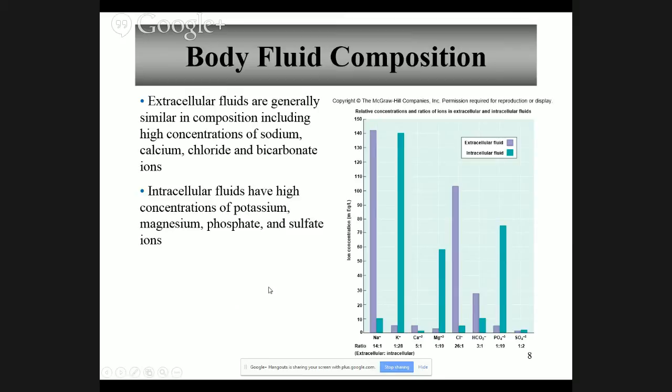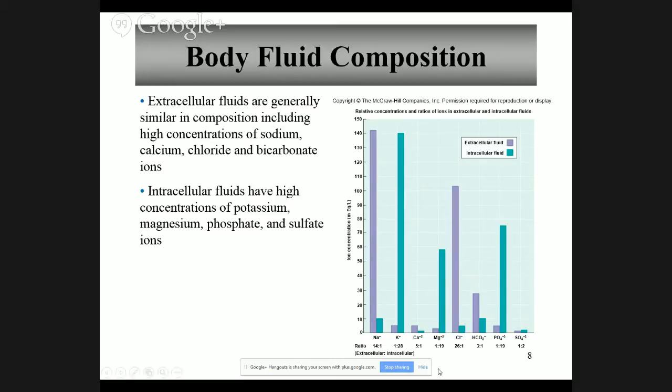And here's a different bar graph showing the ratio between the extracellular fluid and intracellular fluid and the electrolyte composition of both of those. So for example, sodium has a ratio of 14:1 between extracellular and intracellular fluid, whereas potassium has the opposite ratio, a double inverse of that ratio, 28:1. Most of your potassium is in the cells, very little is outside the cells.